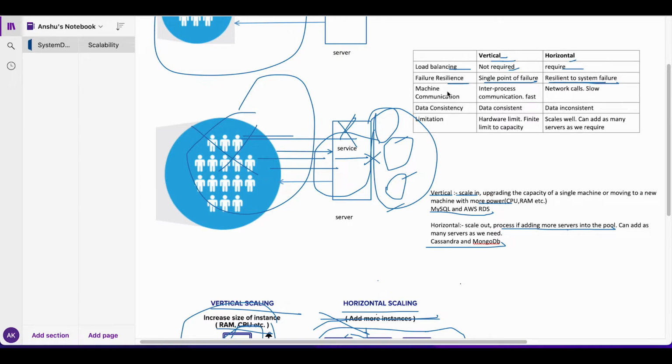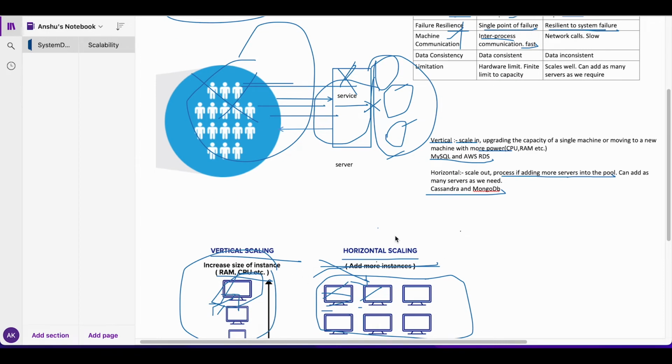The third point is machine communication. In vertical scaling, because there is only a single server, the communication will be interprocess, so communication will be fast. But in horizontal scaling, we have a number of servers, so the communication happens between the machines through network calls, and that network call will be slow.